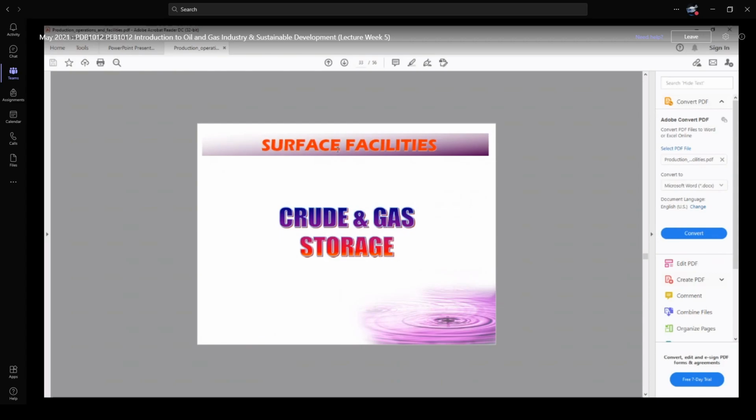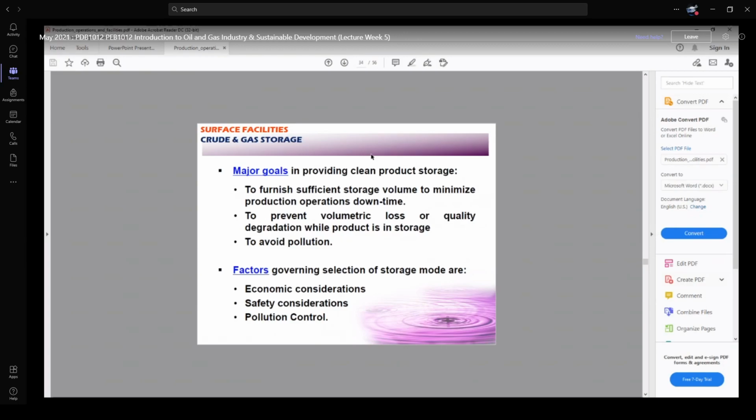Okay, let's talk about the crude and gas storage. What is the goal or objective of this crude or gas storage? The major objective is to get a clean product, right? It is to provide clean storage for each of the products we get from the reservoir, either gas, oil, or water. The gas cannot be stored, but the oil can be stored, right? But gas can be transported through pipelines from one location to another location.